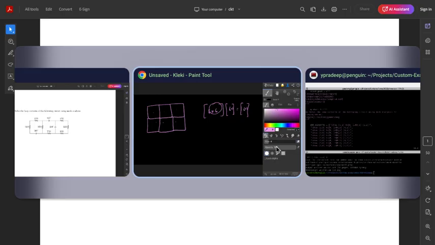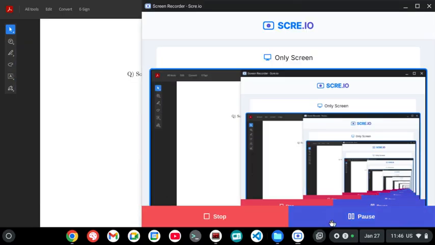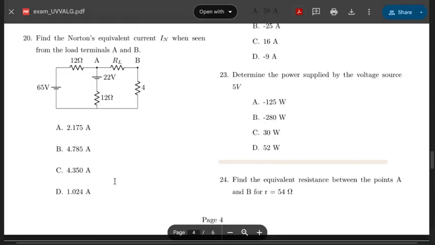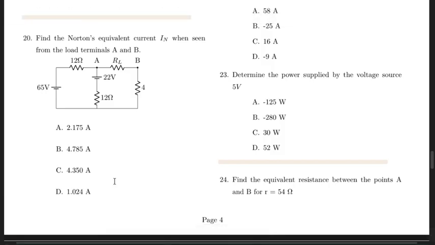I believe you got some idea. So, okay. Just in the end, we will discuss the last question. That is question number 20 that you are seeing on the screen on the left side. Okay. Find the Norton's equivalent IN when seen from the load terminals A and B. So, what is the Norton's equivalent?